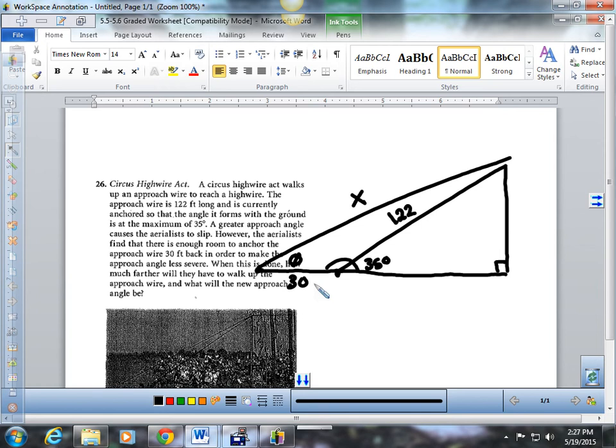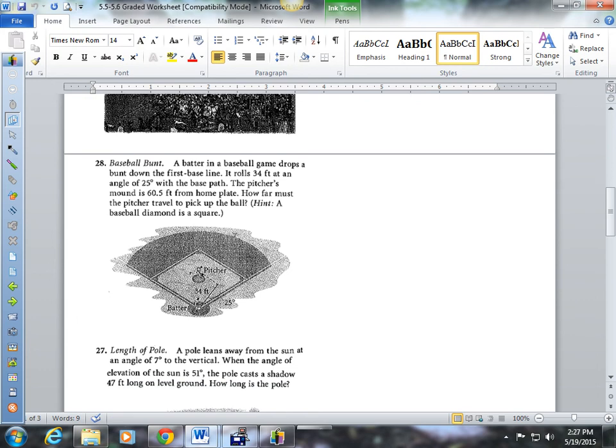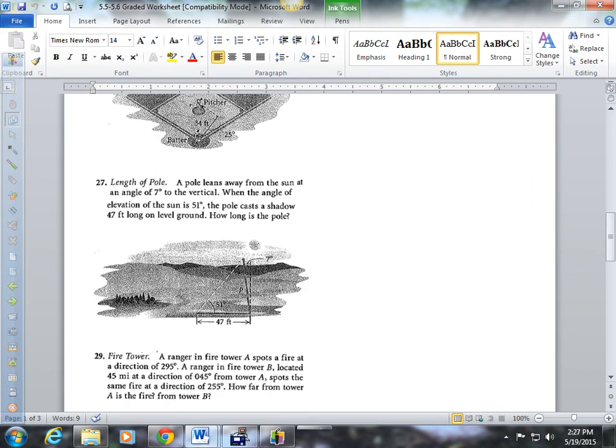Okay. 28. I think we can all see 28. Is that okay? A 34 feet, a 25-degree angle. Okay. This one, can everybody see this one? 47 feet on the bottom, a 51-degree angle of elevation, but the pole is not straight up and down. It's 7 degrees off, so can everybody see that one? Okay. And then 29 and 31 you've got to kind of draw out as well.